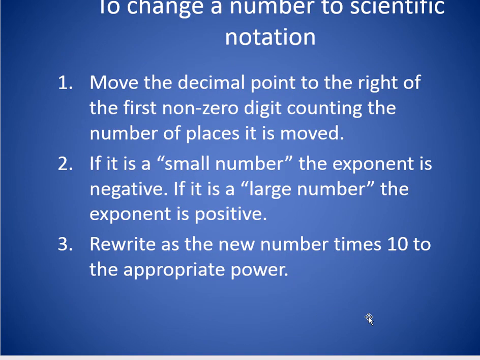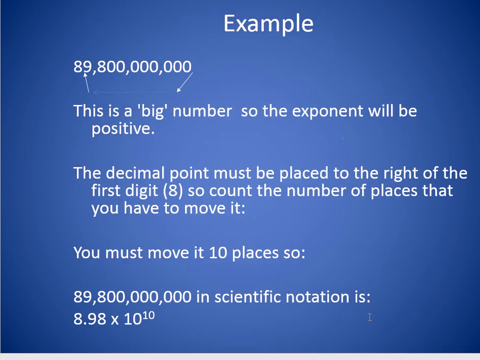All right, let's talk about how to change numbers to scientific notation. First of all, you're going to move the decimal point to the right of the first non-zero digit, counting the number of places you moved it. If it's a small number, the exponent is negative, and you put that number of places you moved it as a negative number. If it's a large number, the exponent is positive, and again, you put the number of places you moved the decimal point as the exponent. Let me show you some examples.